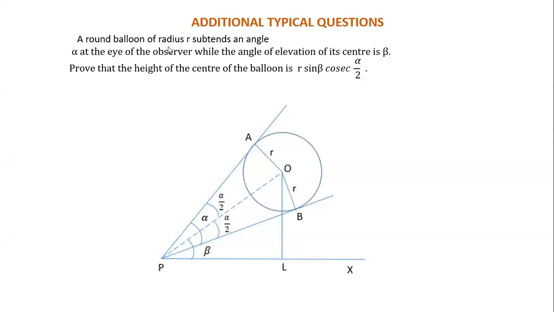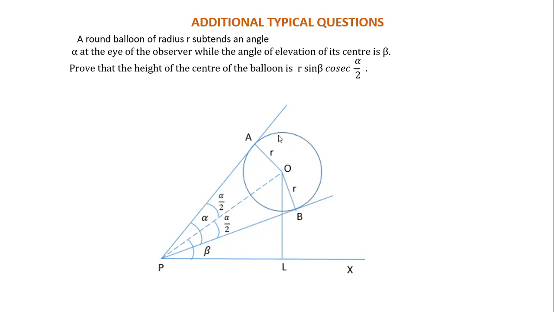A round balloon of radius r subtends an angle alpha at the eye of the observer, while the angle of elevation of its center is beta. Prove that the height of the center of the balloon is r sine beta cosec alpha by 2.